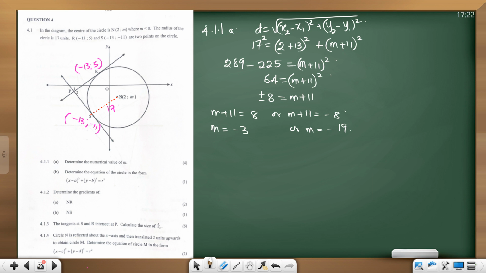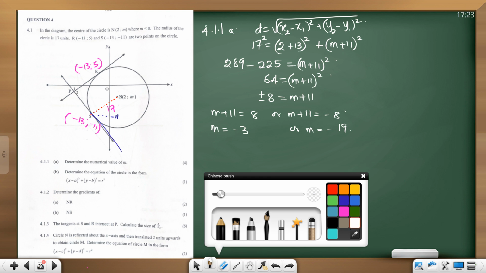Correct. Is this correct? If I move the 11 over, I'm correct, right? Negative 19. But can it be negative 19? No, because it's a y value. The y value here we already know is negative 11. Do you know where negative 19 is? It means I could create another circle down here that will still be 17 units away from point S. So it makes sense now, right?